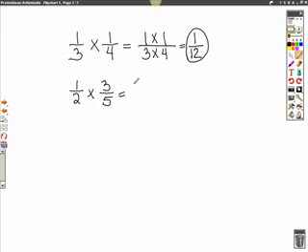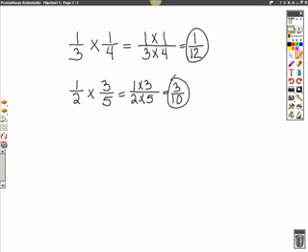Once again, all you need to do is multiply out your numerators, which is 1 times 3, and put that over your denominators, which is 2 times 5. So 1 times 3 is 3. Draw your fraction bar. 2 times 5 is 10. Once again, you would look to see if you could reduce this answer any more. You cannot, so we know that 1/2 times 3/5 is equal to 3 over 10.